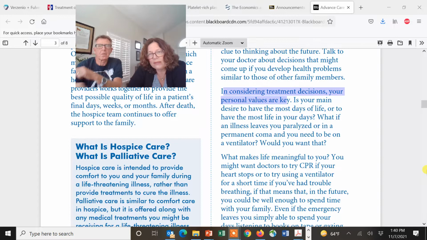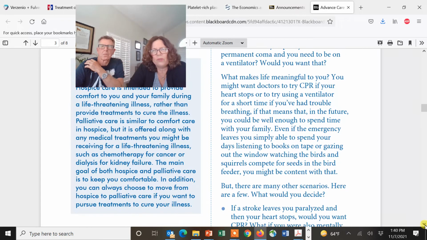Think about what you want, think about what is important to you, and communicate and have the conversations, if you can, with your loved ones and the people who need to know this information when you're not able to make your own decisions.